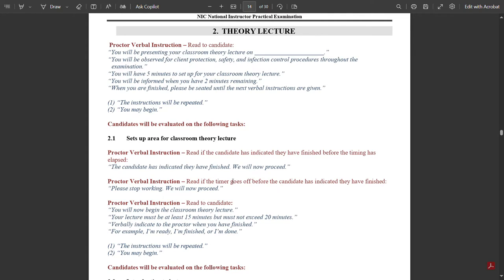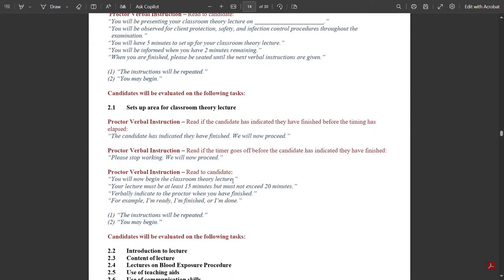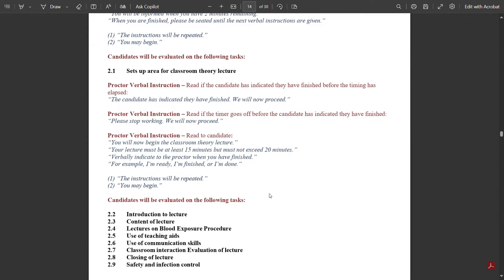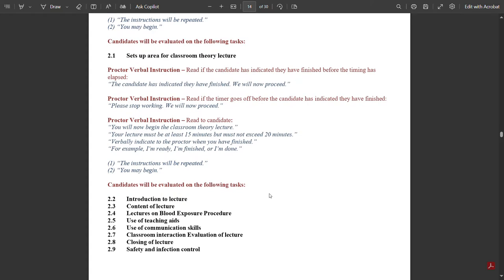The candidate has indicated they have finished. We will now proceed. And then they will tell you, you will now begin the classroom theory lecture. Your lecture must be at least 15 minutes, but must not exceed 20 minutes. Verbally indicate to the proctor when you have finished. For example, I'm ready, I'm finished, or I'm done.